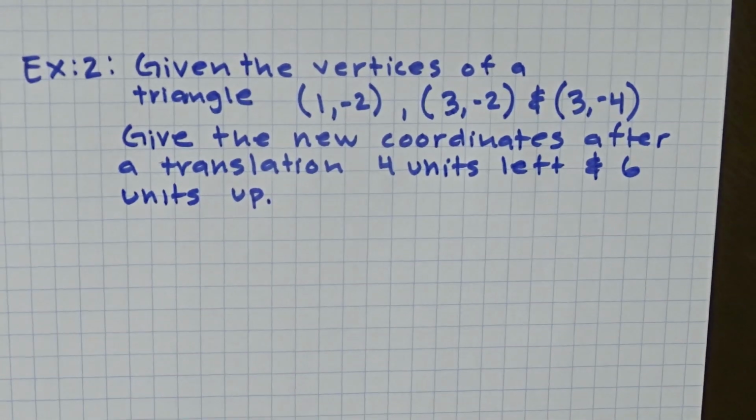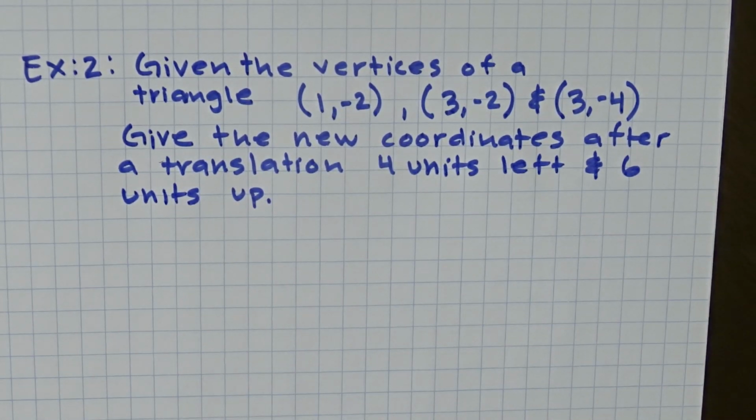All right, so we don't have an image. All we have are 3 coordinates, which are the vertices of a triangle. And we just want to know what the new coordinates are going to be after we take this triangle 4 units to the left and 6 units up. So I'm going to go ahead and just read that, and we're going to write it out with the arrows because it visually makes a little better sense.